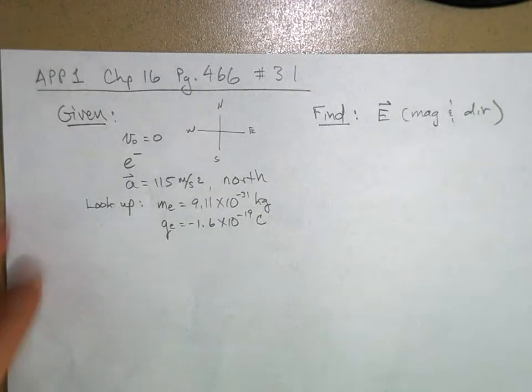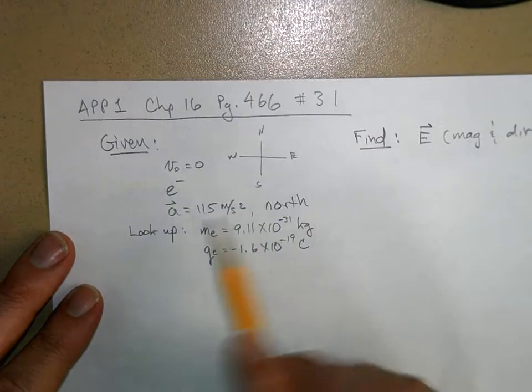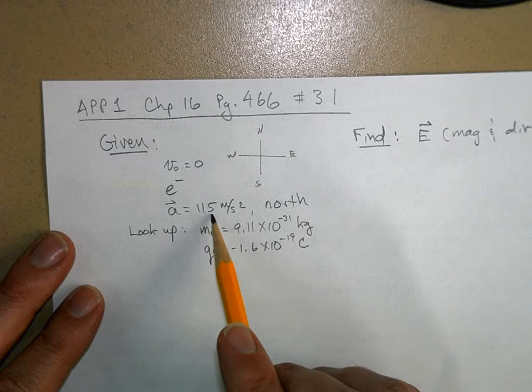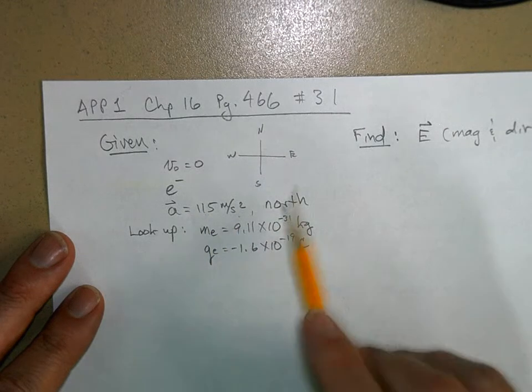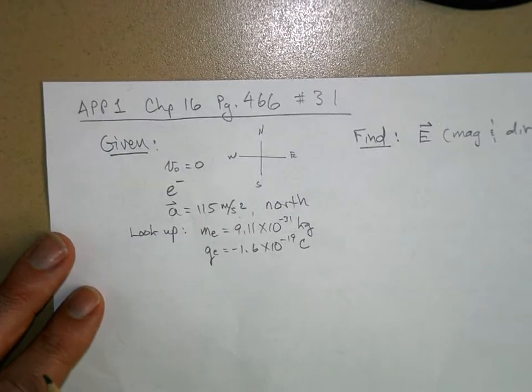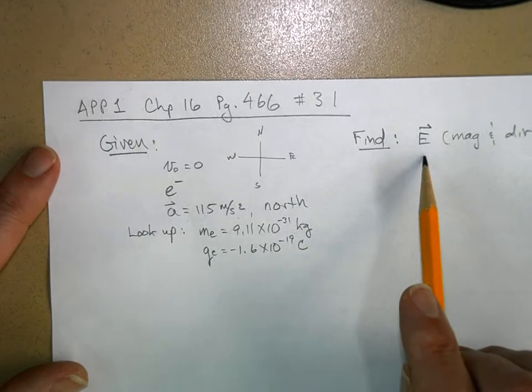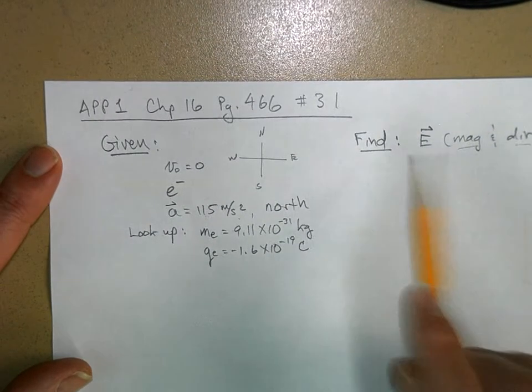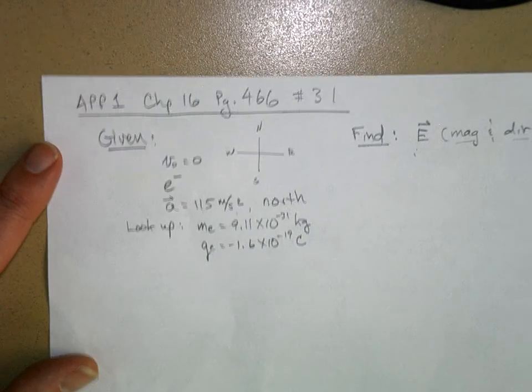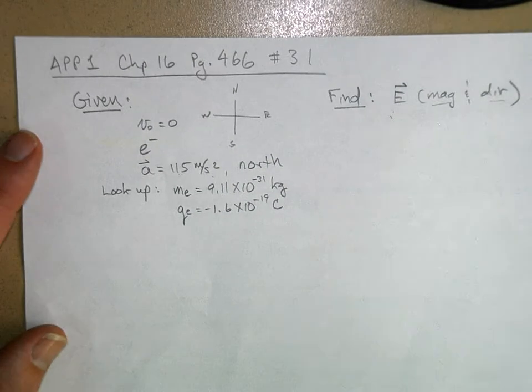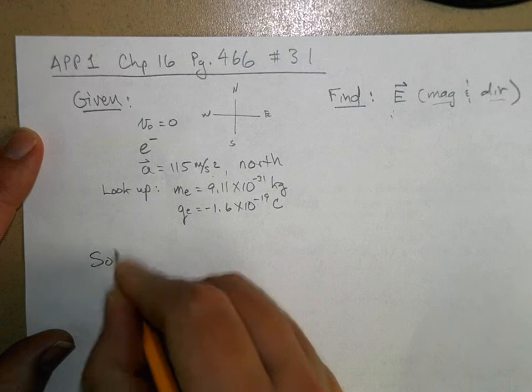So here I've set the problem up. Here's our electron. It's accelerating at 115 meters per second squared due north, and it has an initial velocity of 0, and we're trying to find the magnitude and direction of the electric field. So let's solve.